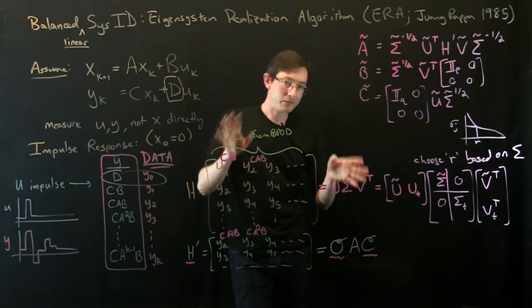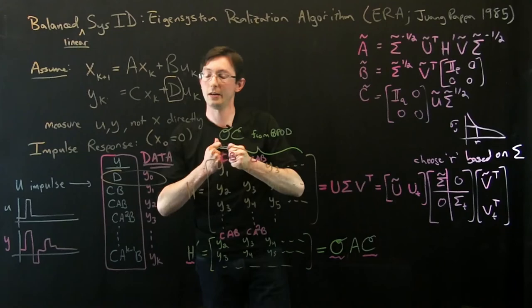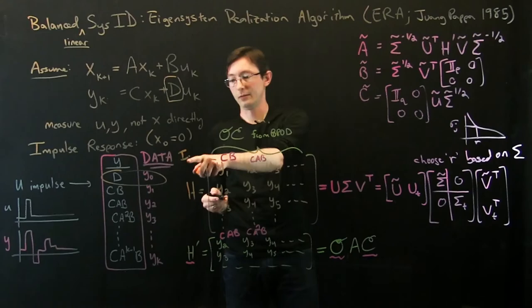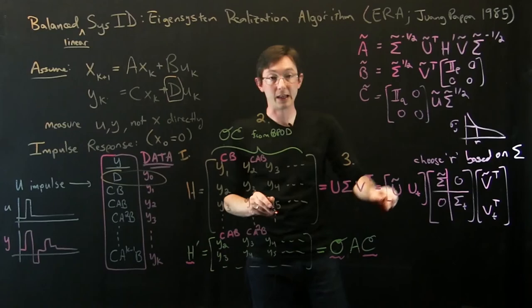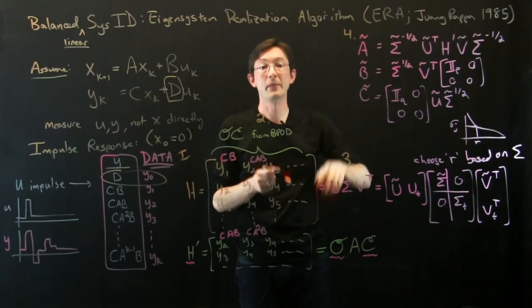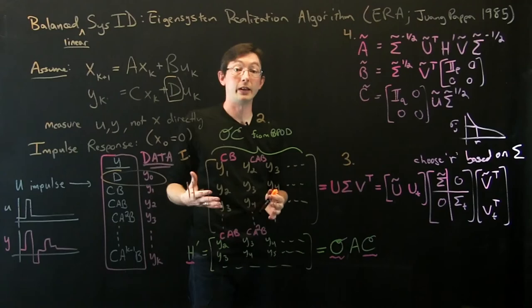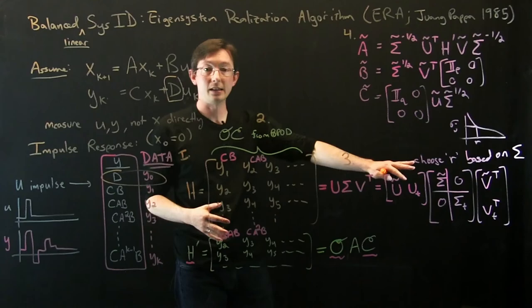So step one, collect the data. Step two, build your Hankel matrices H and H prime. Step three, you can take the SVD, and step four, you directly get a reduced order model, A tilde, B tilde, C tilde. Very useful. You can do this directly from data. This is why this is my go-to linear system identification method, because it's super simple. You collect impulse response data, you build these matrices, take an SVD, and you have dynamics, okay?